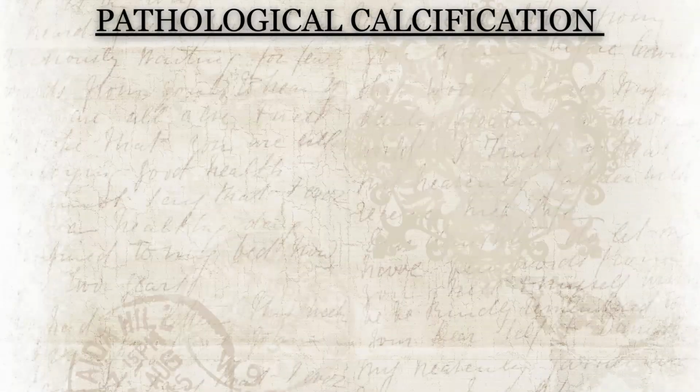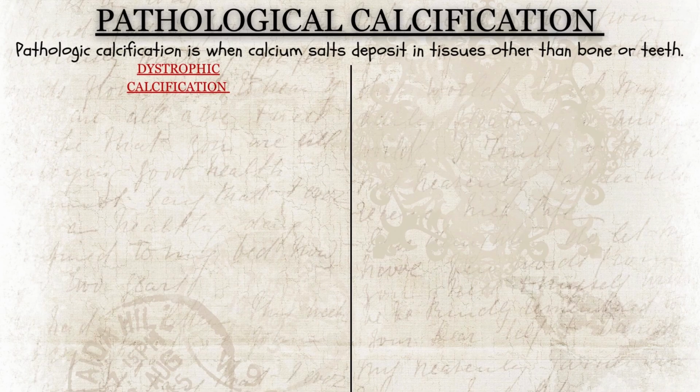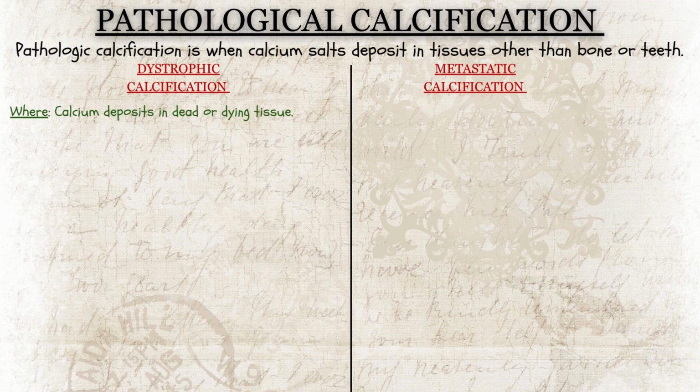Another thing that can build up is calcium. Pathologic calcification is when calcium salts deposit in tissues other than bone or teeth. There are two distinct types: dystrophic calcification and metastatic calcification. Let's begin with dystrophic calcification. The calcium deposits are seen in dead or dying tissue.